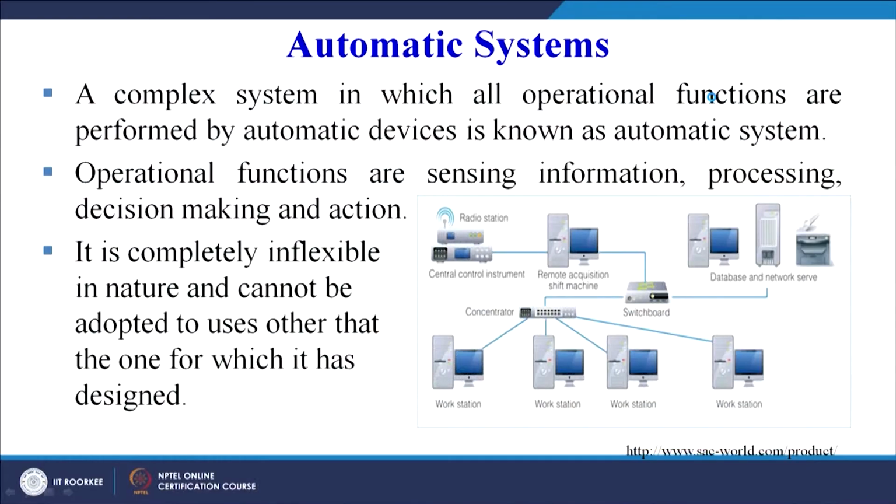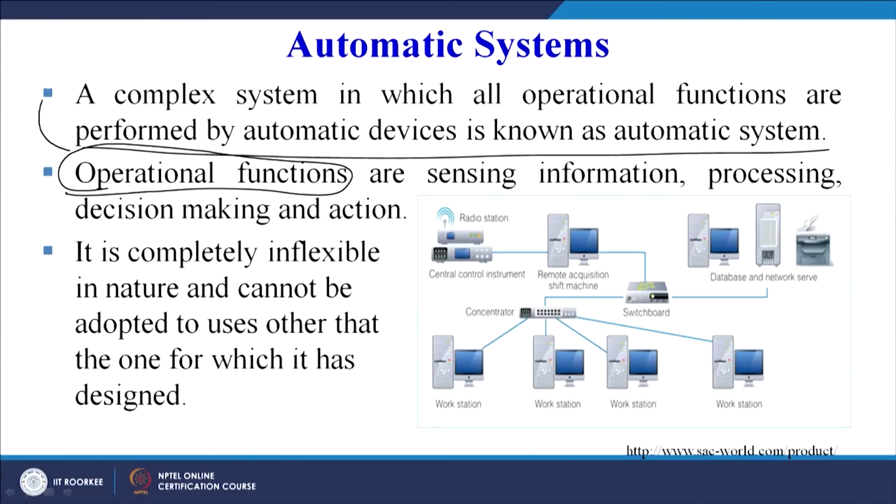Then the fully automatic systems. A complex system in which all operational functions are performed by automatic devices is known as an automatic system. There can be better definitions of automatic systems than the one that we are using, but we are doing it in the context of differentiating the automatic systems from the manual as well as the mechanical systems. Operational functions are sensing information, processing, decision making and action. So these operational functions are automatic in case of automatic systems. It is completely inflexible, or we can say a rigid system, and cannot be adapted to uses other than the one for which it has been designed.